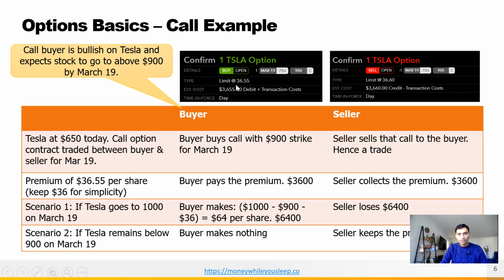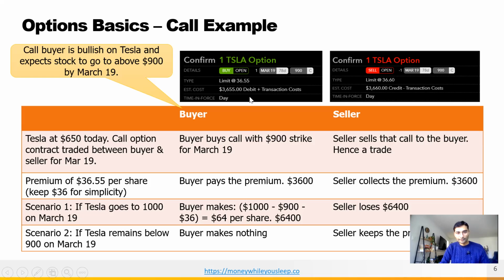So in this example, a buyer of a call is paying $36.55 per stock. And because we have got 100 shares in every option contract, and we have got one option contract here, it is 36.55 multiplied by 100, $3,655 as a debit transaction. So this is a debit transaction. Money is going to go out of the buyer's account to the brokerage.